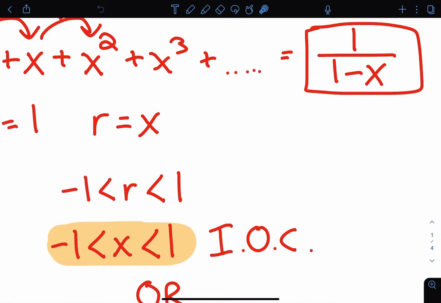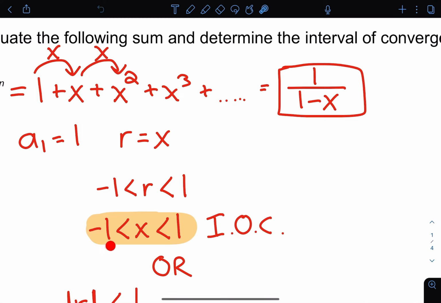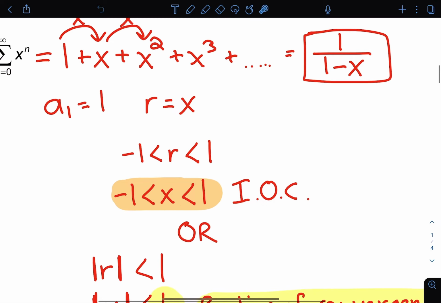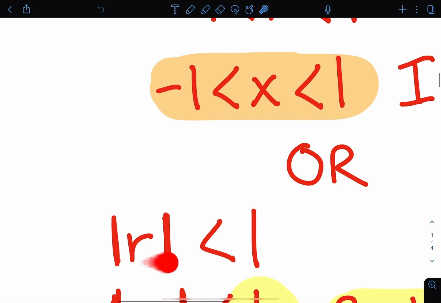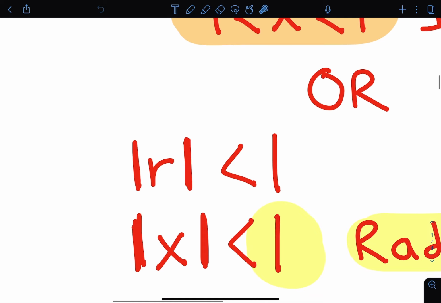Now, another thing we can do is we can kind of shorten this up. Instead of writing this out as a compound inequality, I can say the absolute value of r must be less than 1. And so again, for this series, r was x, so I can say the absolute value of x must be less than 1.